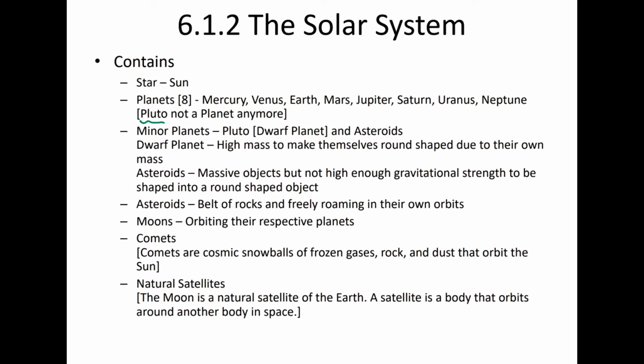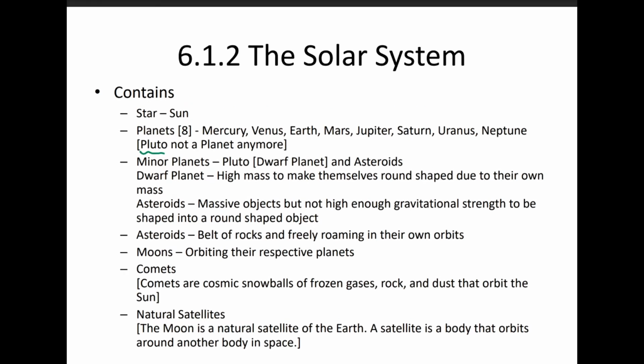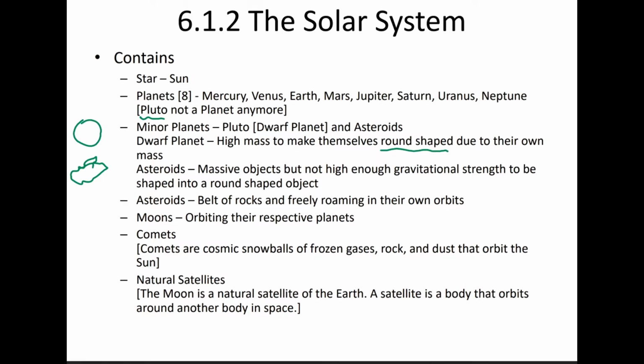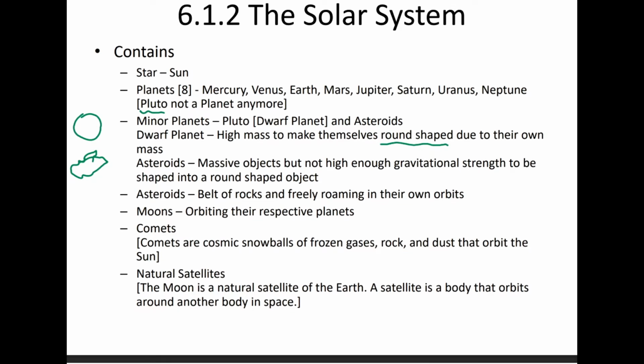Dwarf planet, why do we call them dwarf, and why are asteroids considered planets but not planets in the true sense? Dwarf planets are those that are so massive that they get squeezed under their own mass and eventually become a circular, round shaped object. Asteroids, on the other hand, are massive objects but not massive enough, so they have random shapes like this, right? So these objects will be referred to as minor planets, one of them is dwarf and one of them is asteroids.